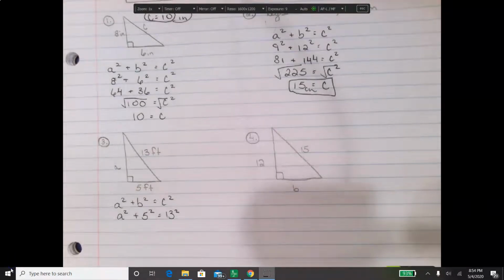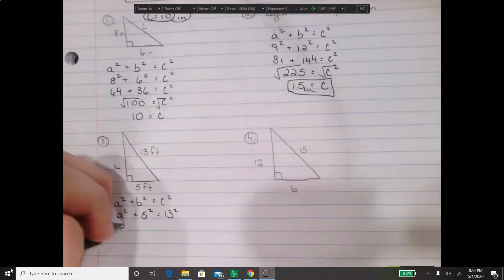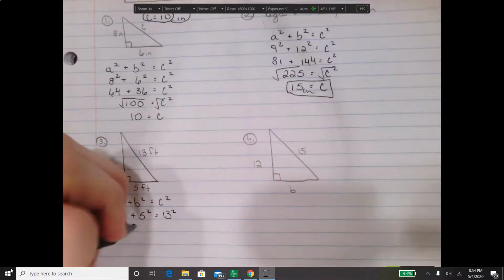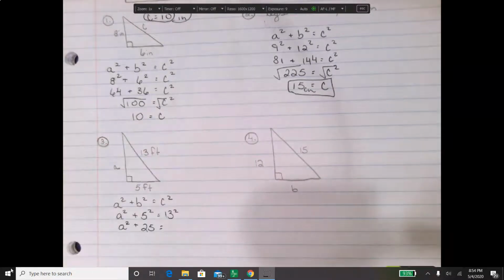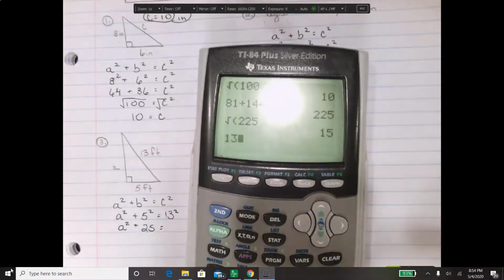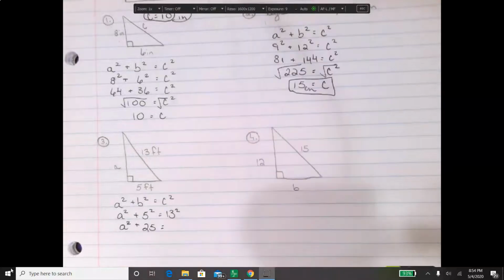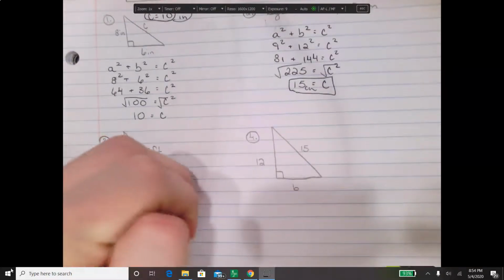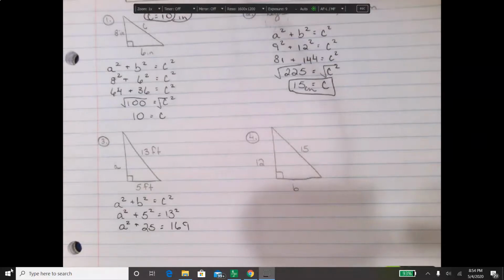Your next step, we want to go ahead and we want to simplify now. So A squared is going to stay A squared, 5 squared, 25, equals 13 squared. 13 squared, if you're unsure, use your calculator. 13 squared, 169. All right, so we're solving for A squared. You're just solving for the one variable that you're missing. It's kind of like a one-step equation, except you just have to take the square root at the end of the problem.